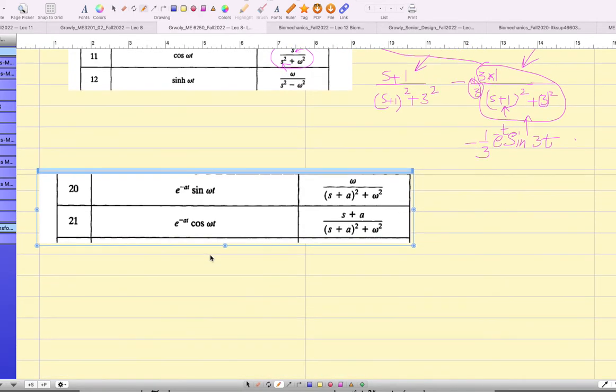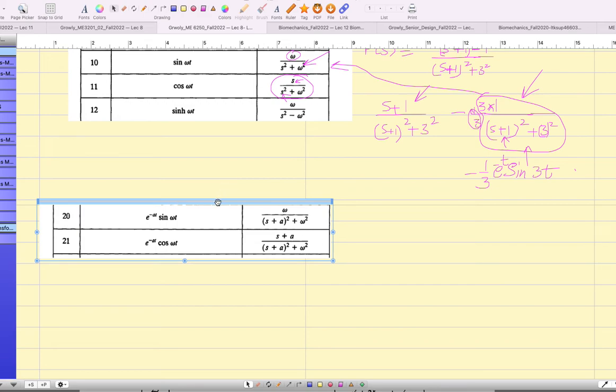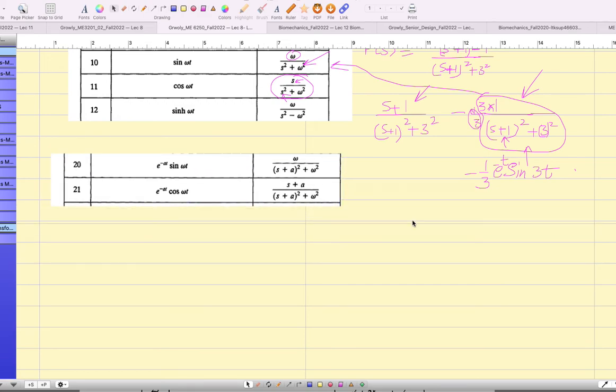So if you see row number 20 and row number 21, it is the same shape as what we have in our case. That's why I wrote down e to the negative t. And for this case, it is the same form as this. So if you take the inverse Laplace, what do you get? e to the negative t cosine 3t, and the total, the complete answer is this one.